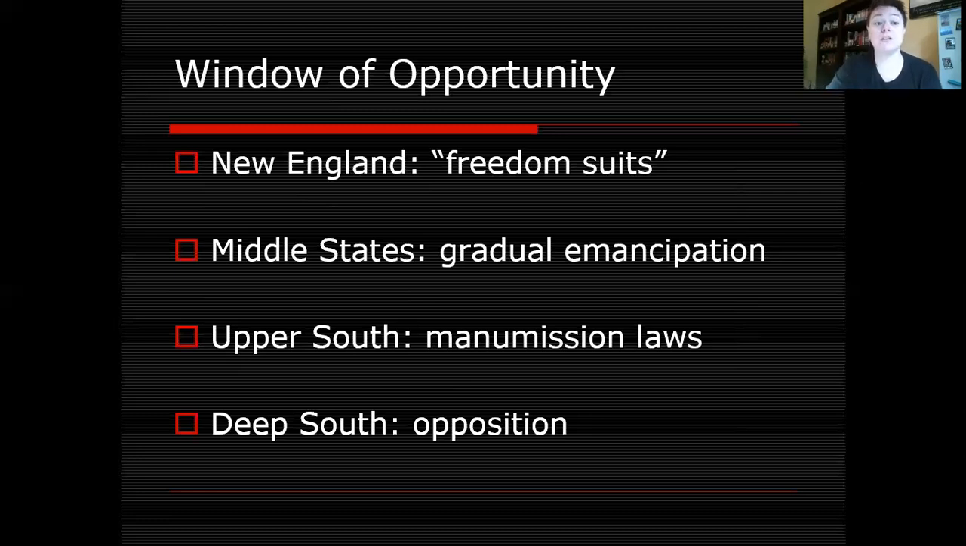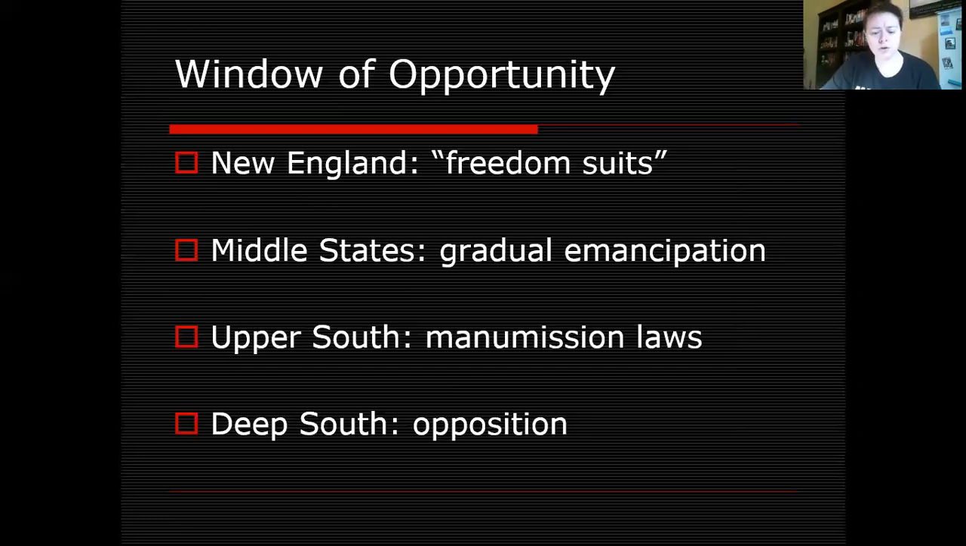This is allowing masters to free slaves if they want to. It's also allowing slaves themselves to purchase their own freedom. And we do see a number of masters actually doing this. But by contrast, what's happening in the Deep South, places like South Carolina and Georgia, there's opposition to any kind of emancipation. In fact, South Carolina wants to expand the slave trade. So what's happening in the Deep South is very much out of step with this larger trend in much of the rest of the nation.